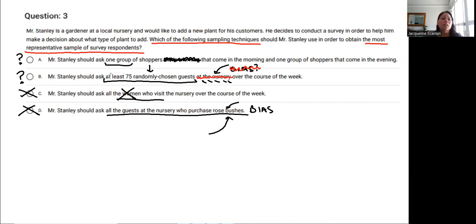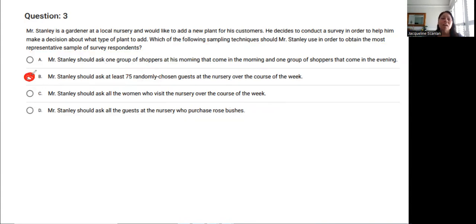And Mr. Stanley asking at least 75 randomly chosen guests. Well, they're specifically using the word random here. So again, kind of a strange question. I'm going to go with B because it says randomly selected. Right? It says, which should he use to obtain the most representative sample? Well, he's going to pick 75 random guests and ask them what they think. So I'm going to go with B. I think B is the better answer out of those two. Even though answer A is okay, I think answer B is definitely stronger.